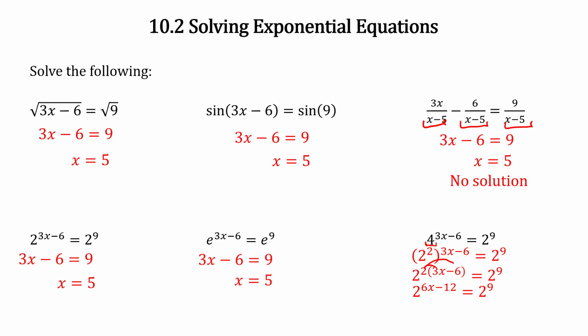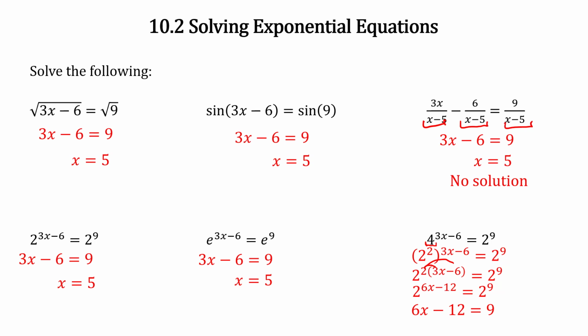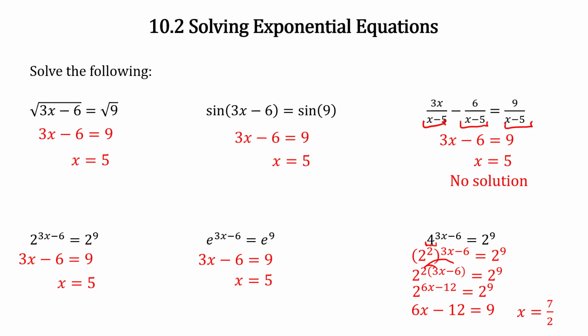So now I've got the same base. I can just solve 6x minus 12 equals 9. I'm going to add 12 to both sides, which gives me 6x equals 21. Divide by 6, so I'd have 21 over 6, which reduces to 7 over 2. It's a little bit different, but you just need to make the base the same. So that's the idea here.